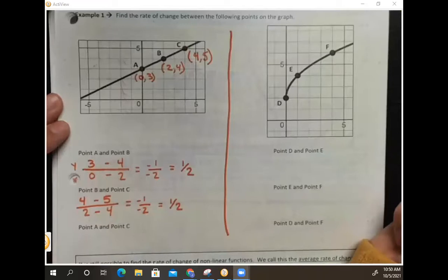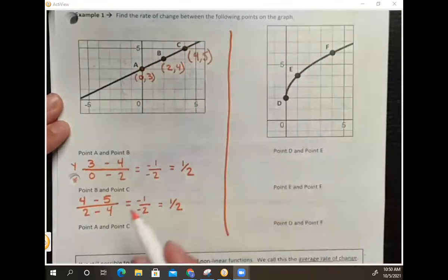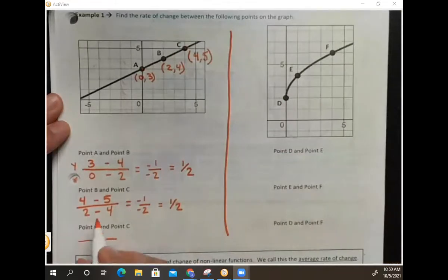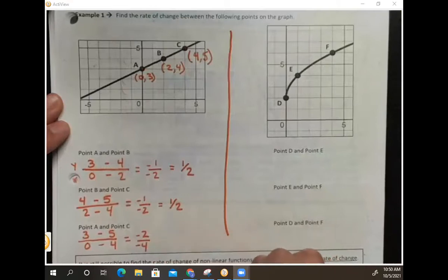And now my last set for this graph, I want to find the slope between point A and point C. Y on top, x on bottom, so 3 over 0 minus 5 over 4. 3 minus 5 is -2. 0 minus 4 is -4. Negative over a negative will give me a positive, and then 2 over 4 I can reduce to 1/2.